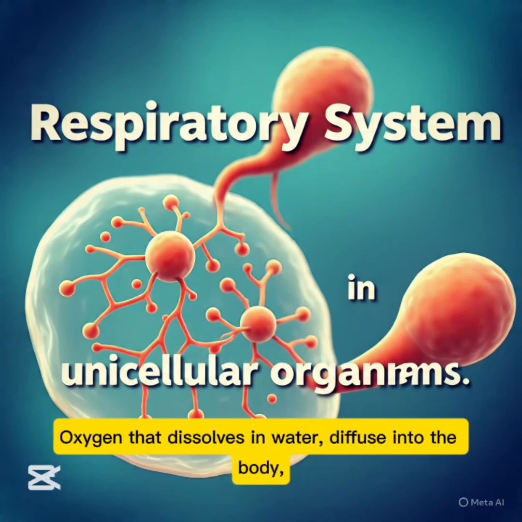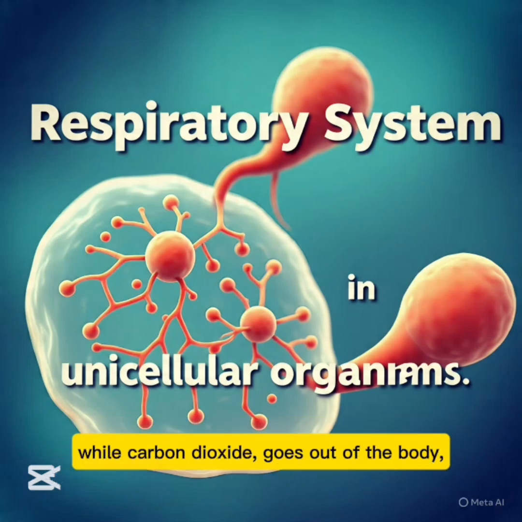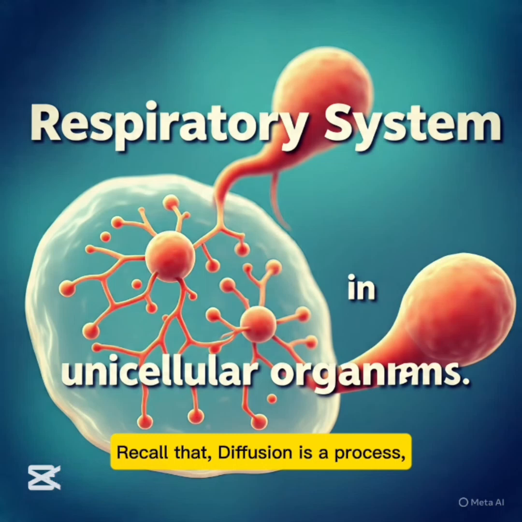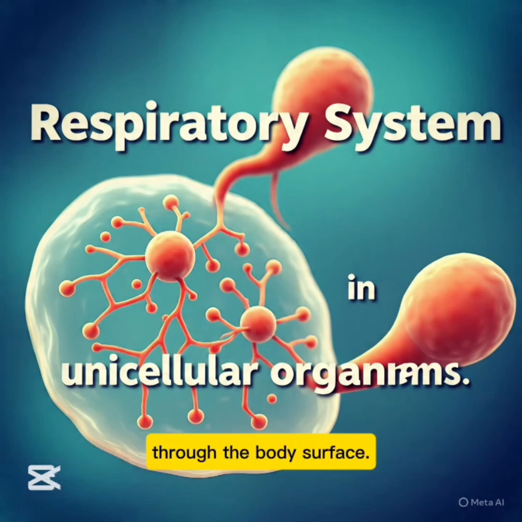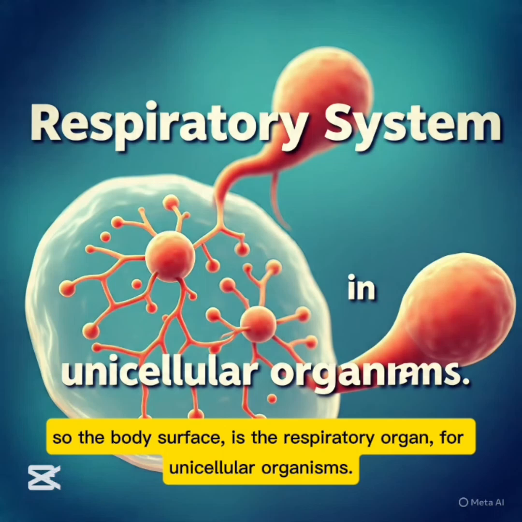Oxygen that dissolves in water diffuses into the body, while carbon dioxide goes out of the body through the entire body surface. Recall that diffusion is a process by which molecules or ions of a substance move from a region of high concentration to a region of low concentration. So the concentration of oxygen in water is higher than that inside the body. Hence it will diffuse into all parts of the body through the body surface. So the body surface is the respiratory organ for unicellular organisms.